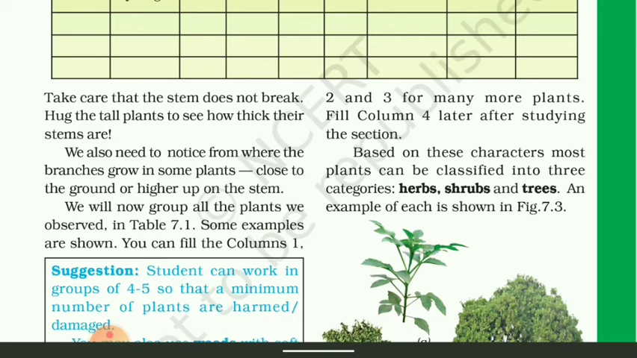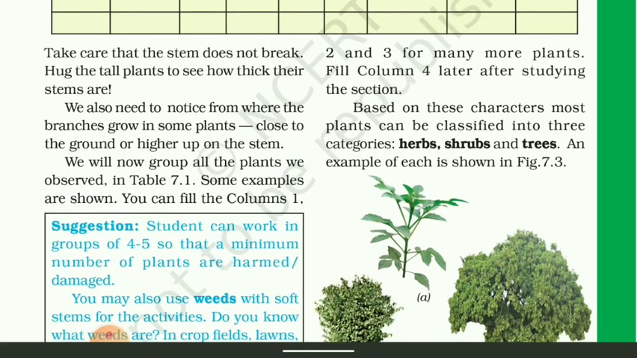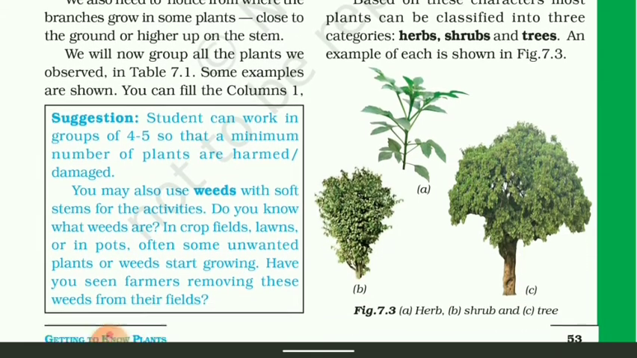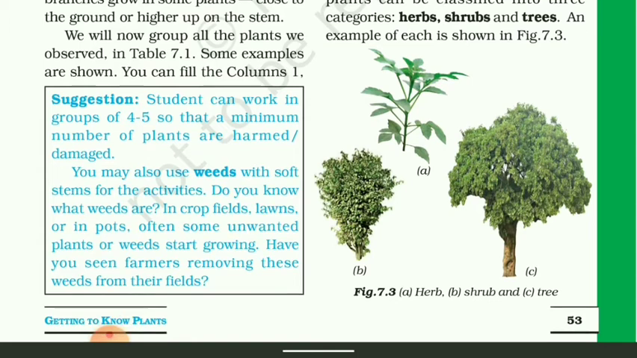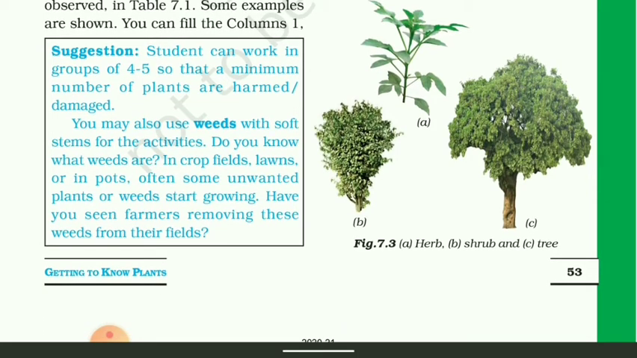Hug the tall plants to see how thick their stems are. We also need to notice from where the branches grow in some plants, close to the ground or higher up on the stem. We will now group all the plants we observed in table 7.1. Some examples are shown. You can fill the column 1. Suggestion: students can work in groups of 4-5 so that a minimum number of plants are harmed or damaged. You may also use weeds with soft stems for the activities.